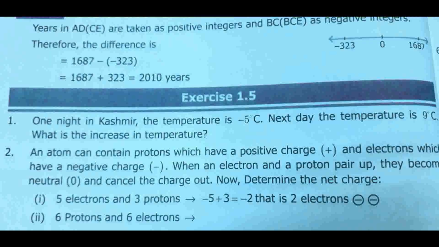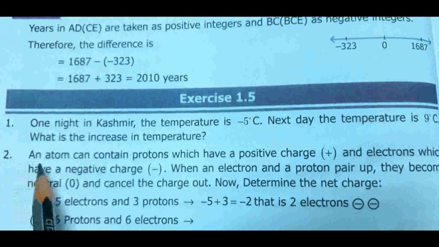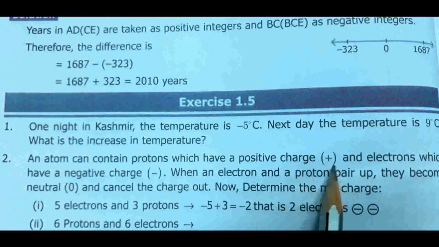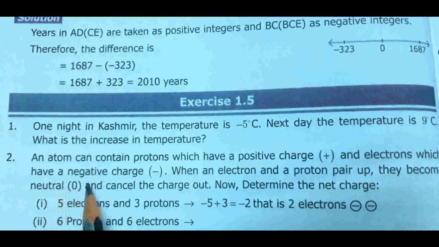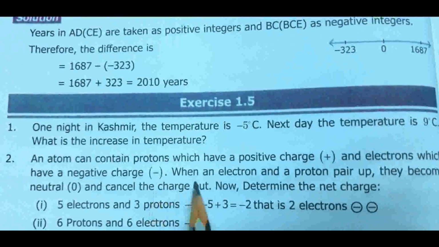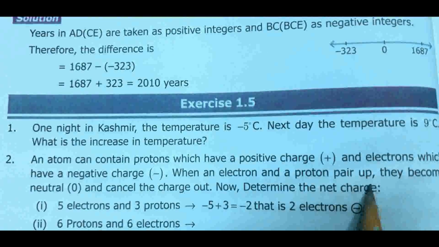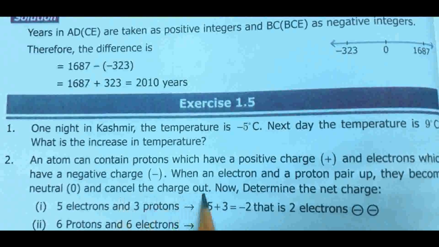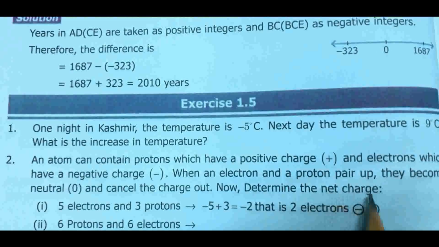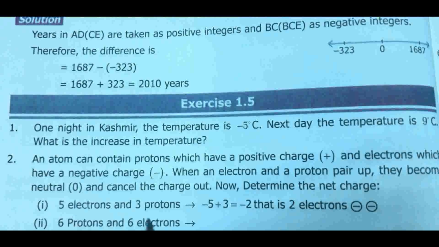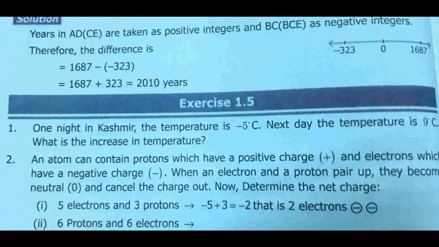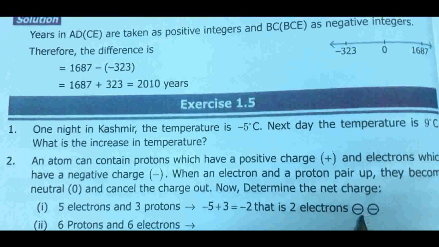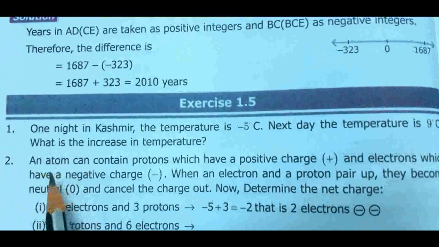Clear? Yes. Second question. An atom can contain protons which have a positive charge, plus, and electrons which have a negative charge, minus. When an electron and a proton pair up, they become neutral, that is 0, and cancel the charge out. Now determine the net charge. Now we are going to find the net charge for the given 5 questions. For the first question they have solved it for us as an example. Now go for the question.